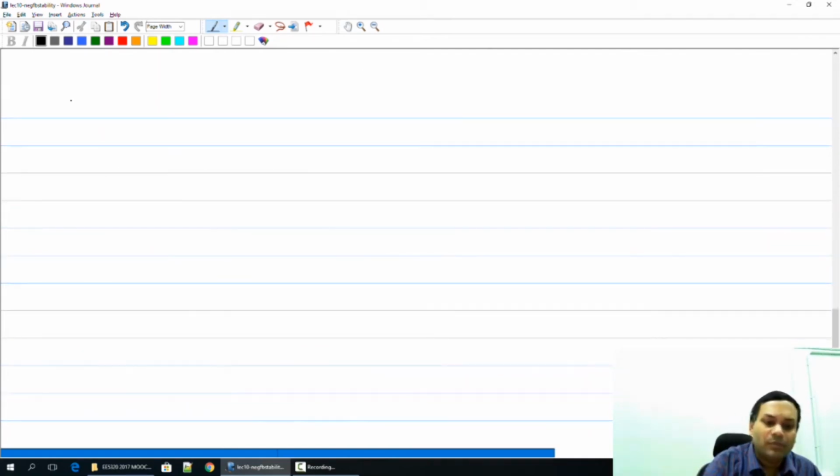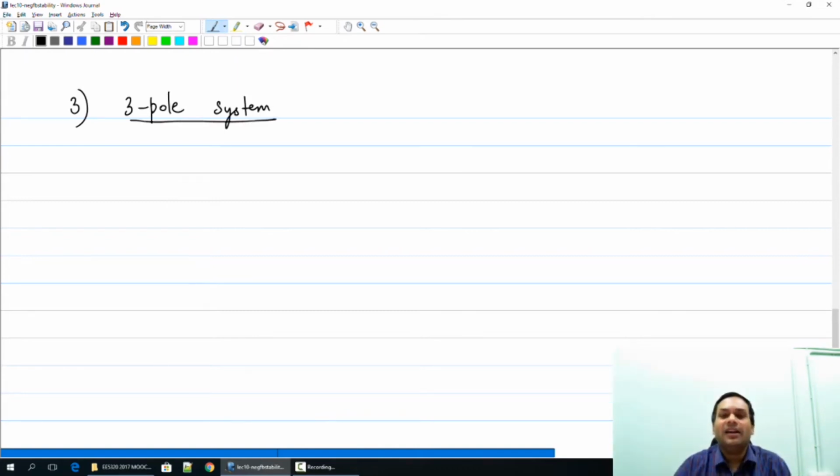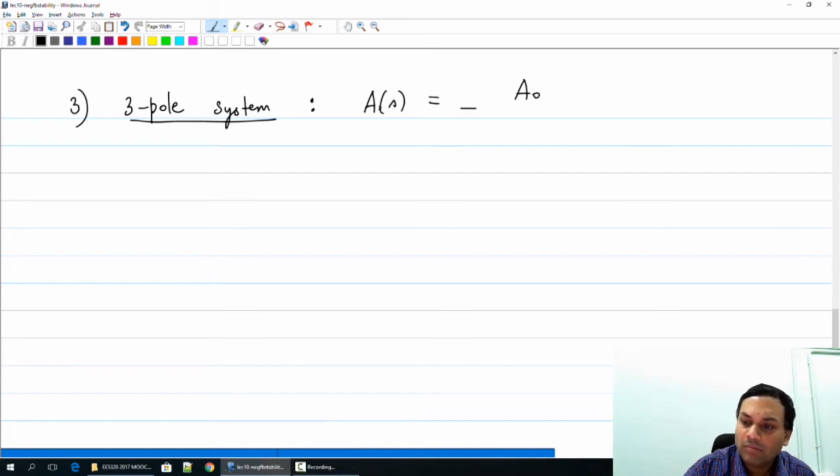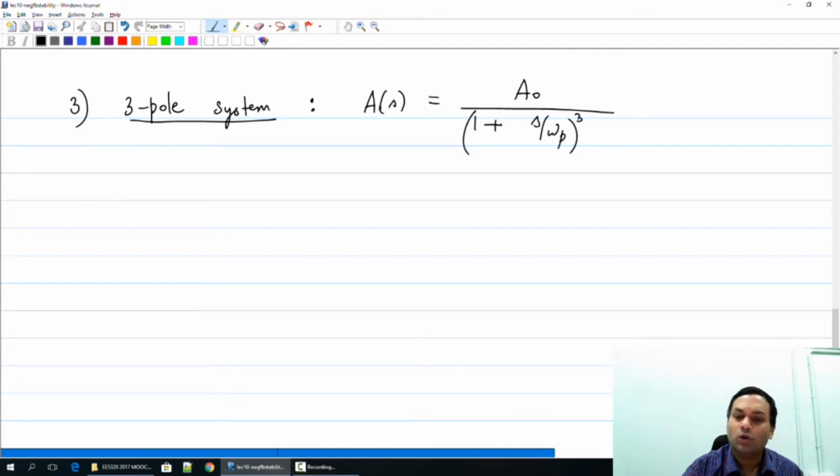So now we will take a three-pole system and look at its response. What that means is that f times A of s is A naught by 1 plus s by omega p, the whole cubed. In other words, this system is created by cascading three one-pole systems. Clearly the maximum possible value of A naught can be quite high.